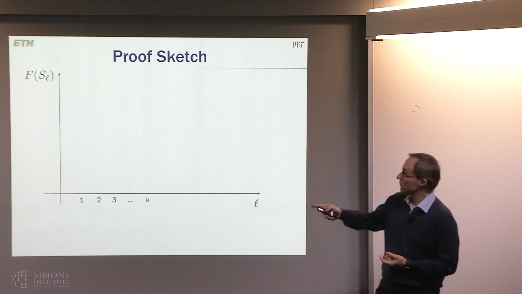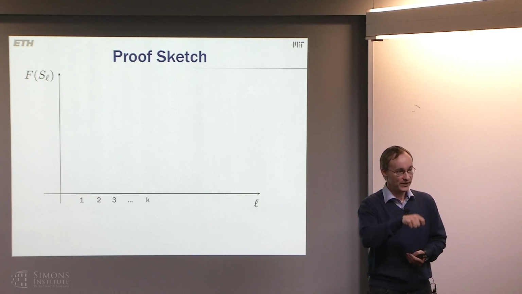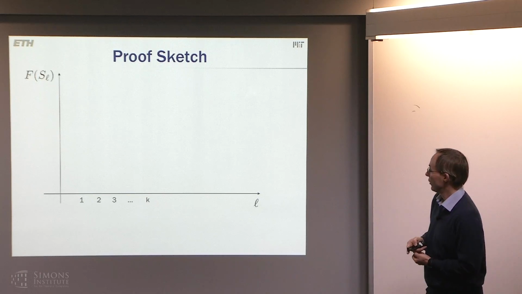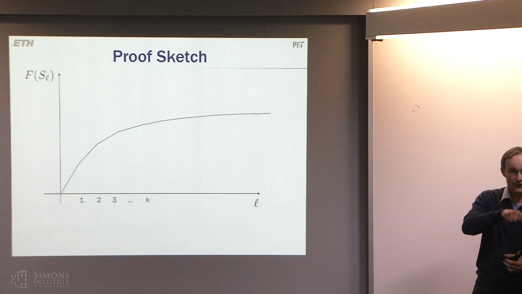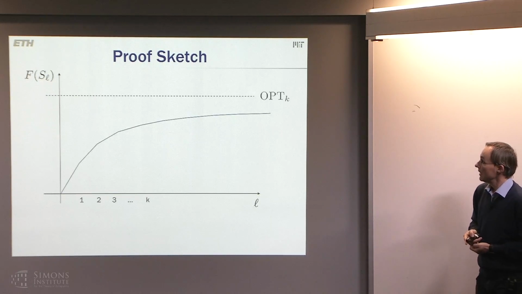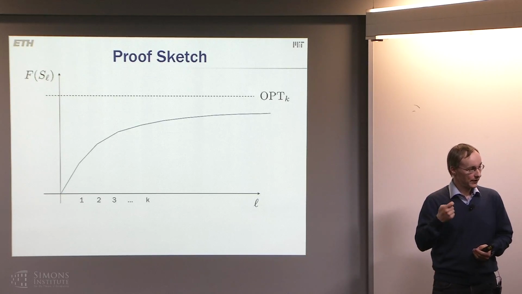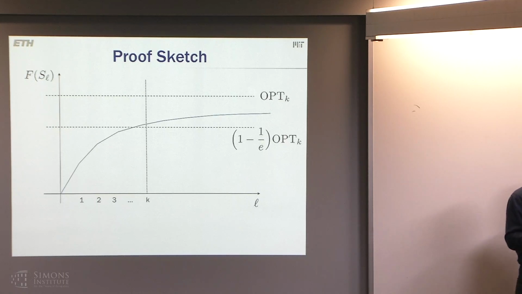What we're going to do is look at the value of the GREEDI solution, S_l, obtained in the lth iteration of the GREEDI algorithm, as we keep adding more and more elements. Okay, so this is the GREEDI value. It turns out this is always going to be concave. That actually follows from submodularity. And now let's plot the optimal value achieved by a solution of size k. And what we want to show is that once you've picked k elements, you get at least 1 minus 1 over e of that optimal value. Right? That's what we want to show.